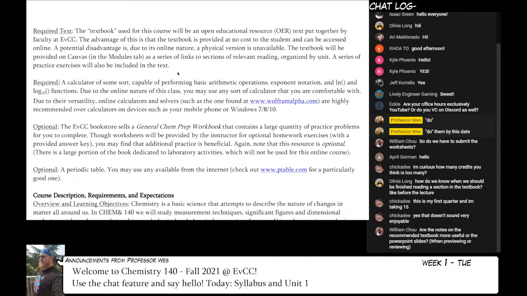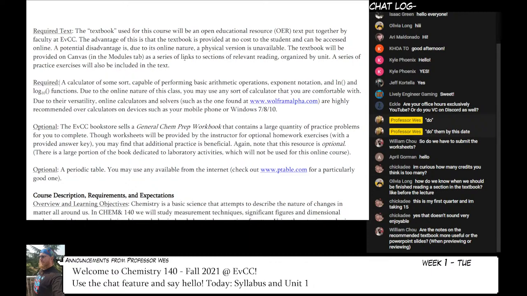There may be just issues from, like, copying, or maybe the pictures just don't exist. More or less focus on the text, and if there are other issues, I can try and figure them out as the need arises. Are the notes in the recommended textbook more useful, or the PowerPoint slides?